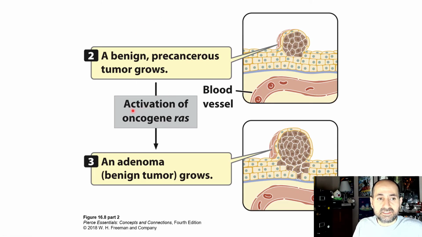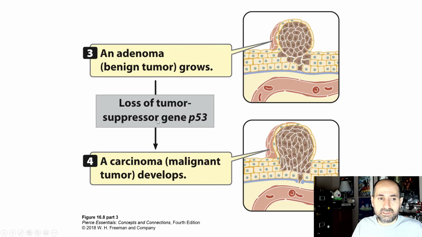Now, you get a second insult, right? That you have activation of oncogene RAS. So somehow the proto-oncogene becomes mutated or misregulated and becomes an oncogene RAS. So now you have an oncogene present as well. Remember, oncogenes are stimulatory signals. So now not only are you missing the APC tumor suppressor, but you have a stimulator, this oncogene RAS, so the tumor becomes bigger, right? An adenoma or benign tumor grows.